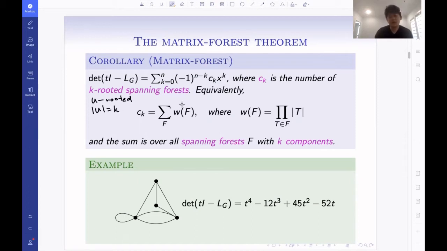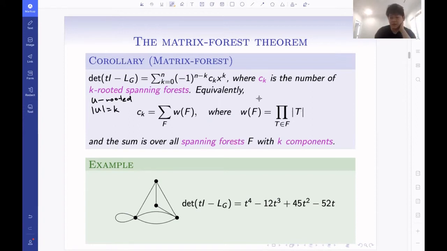So remember, a rooted spanning forest is just a spanning forest plus a choice of a vertex in each component, which we call the roots. So equivalently, we can take a sum over all spanning forests with k components, but each such spanning forest contributes the number of choices of roots, which is just, well, you can choose any vertex in each connected component. So you just multiply the sizes of each connected component.